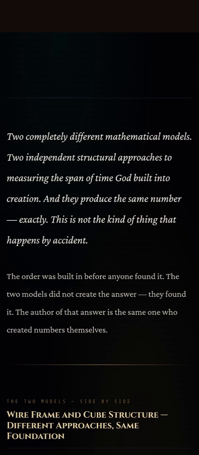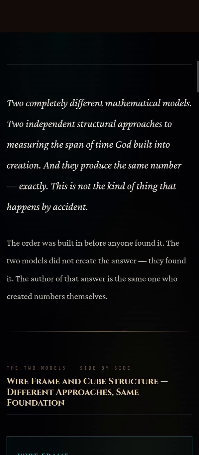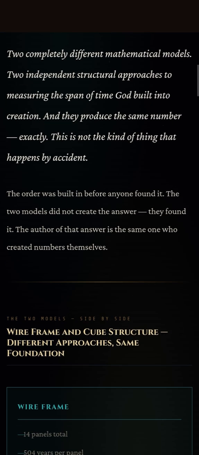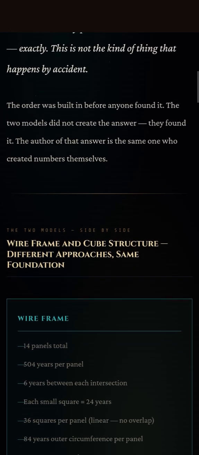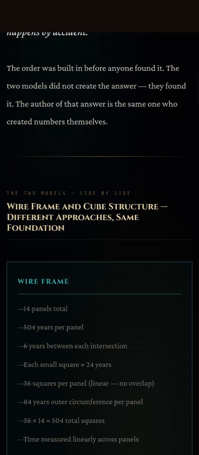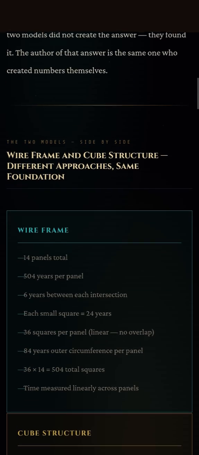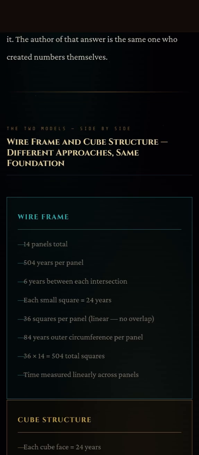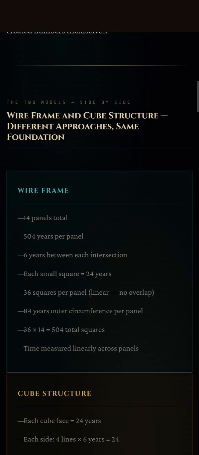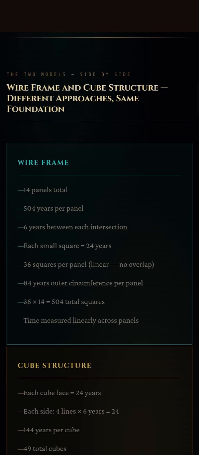The first model is the wireframe, a tesseract, a four-dimensional cube rendered as a three-dimensional wireframe structure. It measures time geometrically: 14 panels, each panel is 504 years, 14 times. 504 equals 7056 years total. 12 panels is 6048 years of the three priest king eras, 2016 years times 3, leaving two panels at 1008 years.